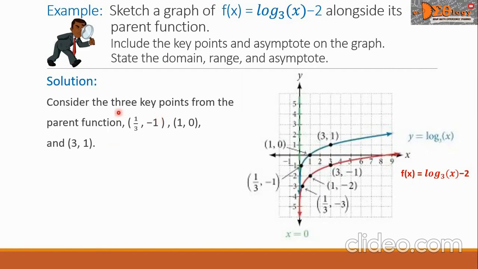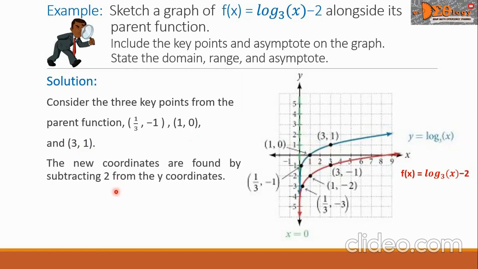Let us consider the three key points from the parent function, namely 1/3, negative 1. This is the point. Another point is 1, 0, or the x-intercept itself. This is the point. And the other point is 3, 1. This is the point.